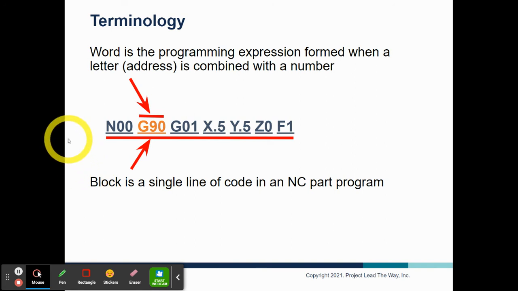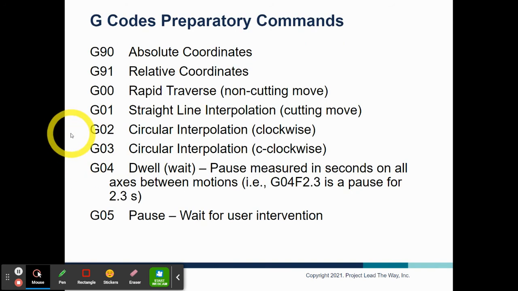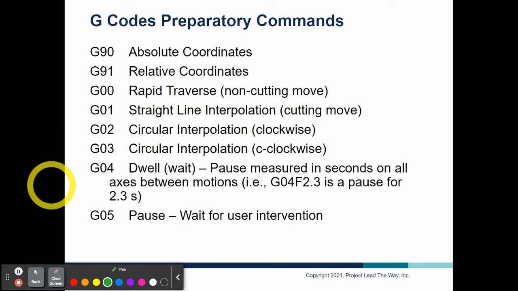There we go. So here is a list of their G codes. These are some pretty commonly used G codes, and we just talked about a decent amount of them. Like I said, G90 and G91 are going to be grouped together. You're going to use one or the other. Those are going to be your coordinate systems.